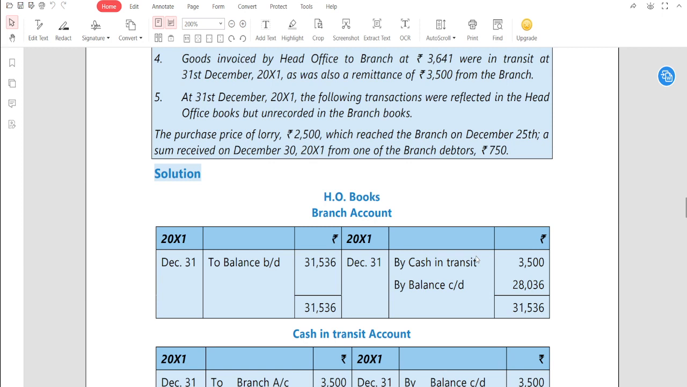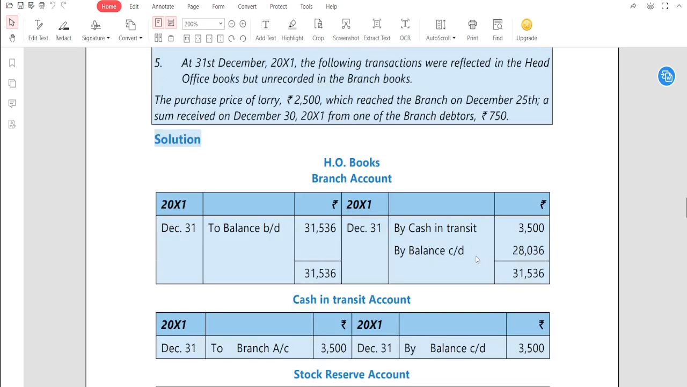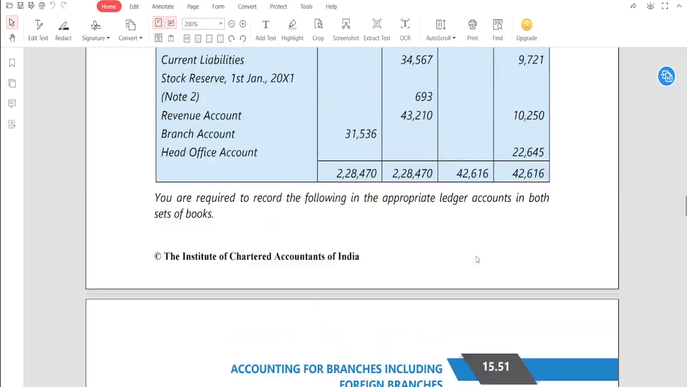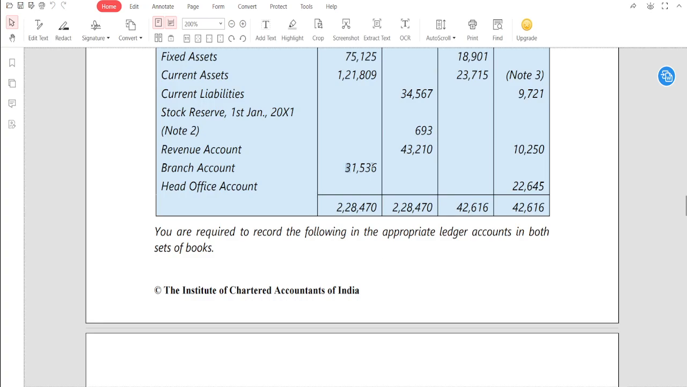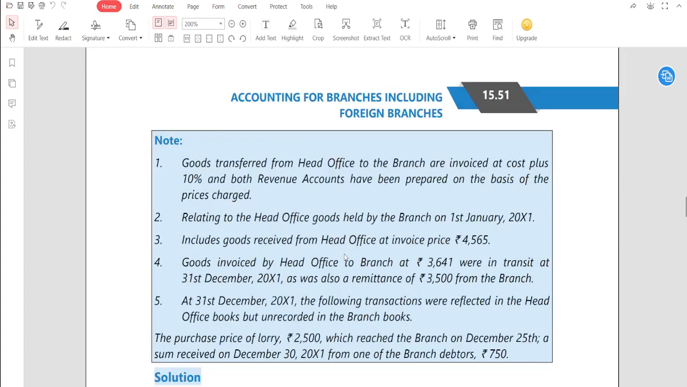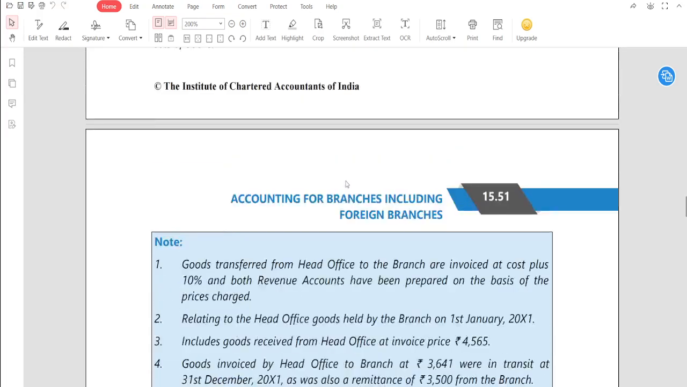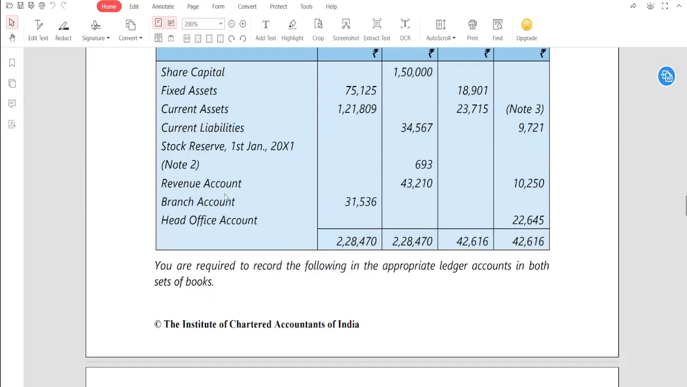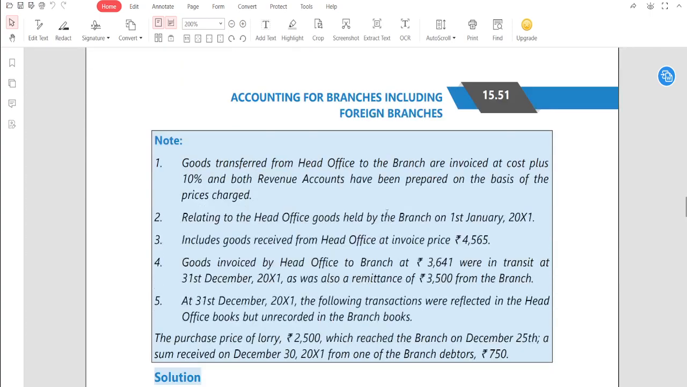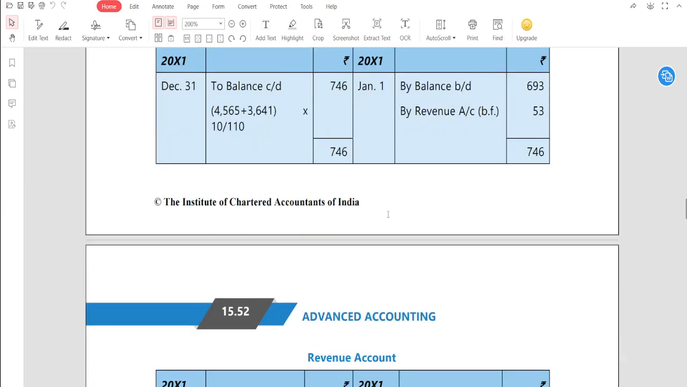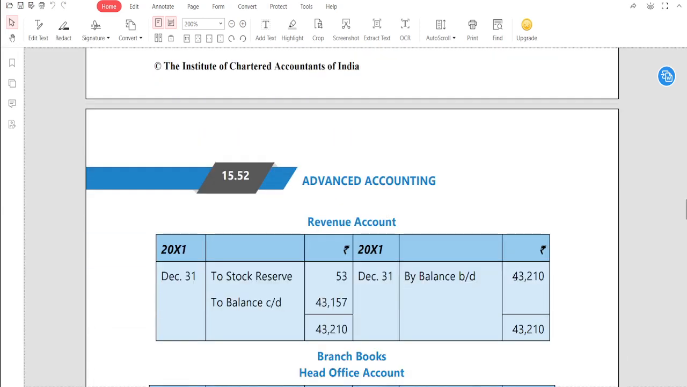In the HO books we have maintained 4 accounts: branch account, cash in transit account, branch stock reserve account, and revenue account. So first of all, branch account. In the branch account, the balance is 31,536, a debit balance. So plot it here, debit balance. We will go one by one. After this, we have the revenue account. In the revenue account, we have the balance of 43,210. So go through the revenue account in the books of HO. Here the revenue account, see, the balance brought down is 43,210.